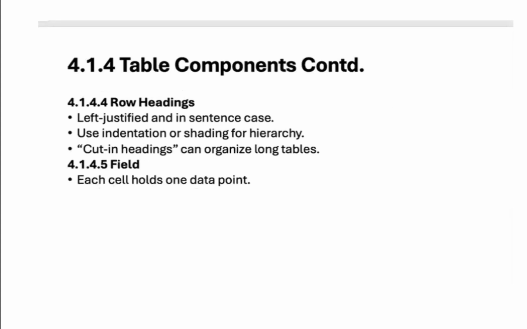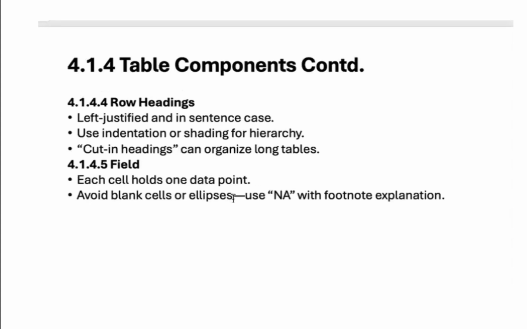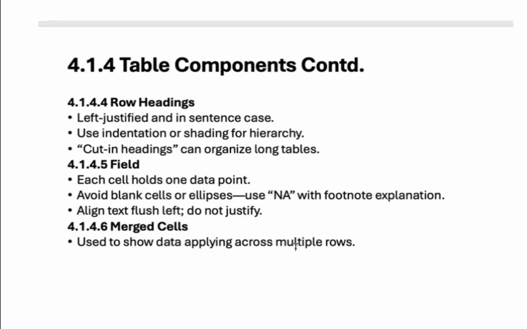4.1.4.5, field: each cell holds one data point. Avoid blank cells or ellipses. Use NA with a footnote explanation. Align text flush left, do not justify. And then 4.1.4.6, merge cells. This is used to show data applying across multiple rows. You want to merge cells vertically for clarity when applicable.